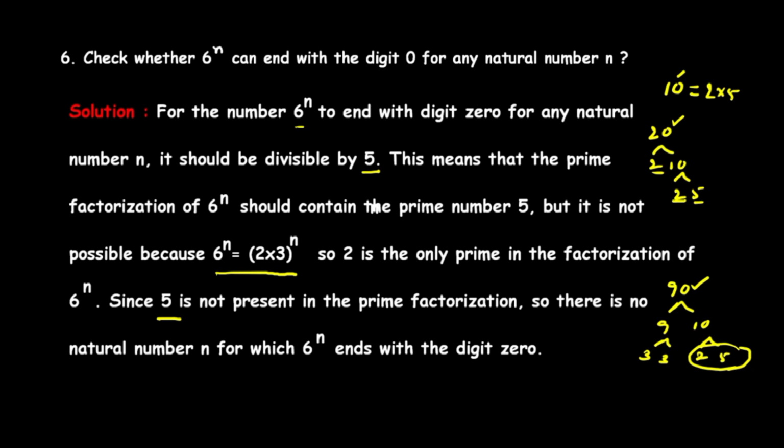In the prime factorization of 6, we don't have 5. To get a number that ends with the digit 0, we should have 2 and 5, right? We have only 2 in 6, like 2 into 3, but we don't have the 5, so this number cannot end with the digit 0. But a very important point here: 6 power n always ends with the digit 6, because 6 power 1 is 6, 6 power 2 is 36, 6 power 3 is 216, and so on. So 6 power n, for any n, ends with the digit 6 only, right?